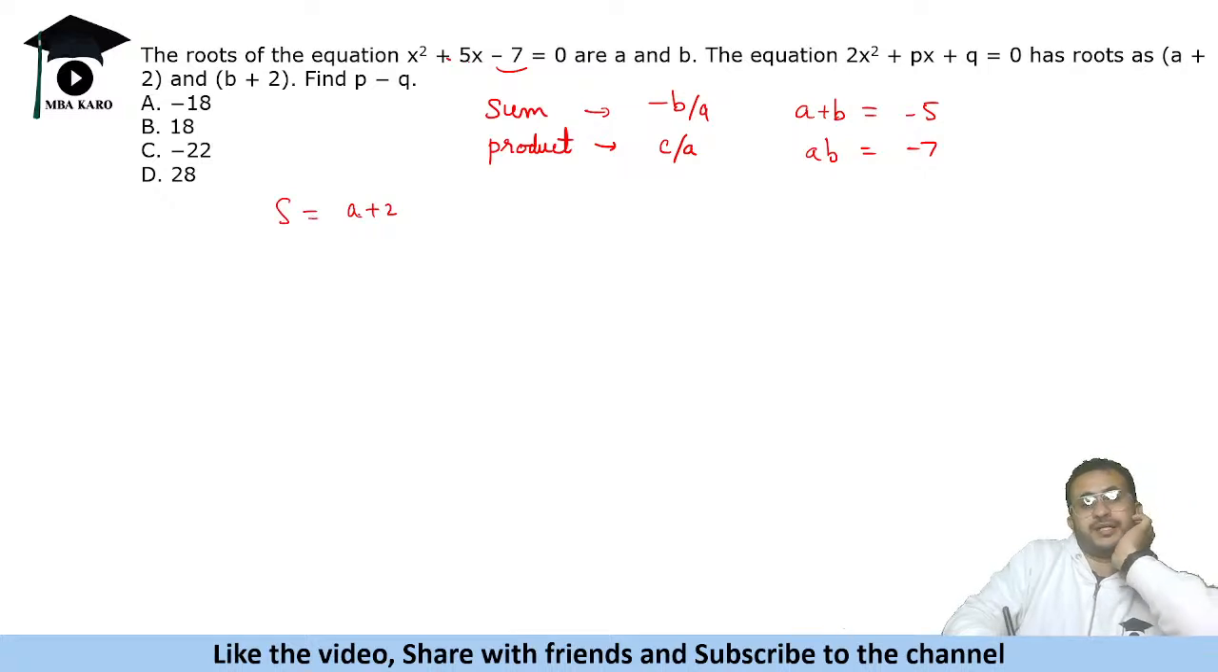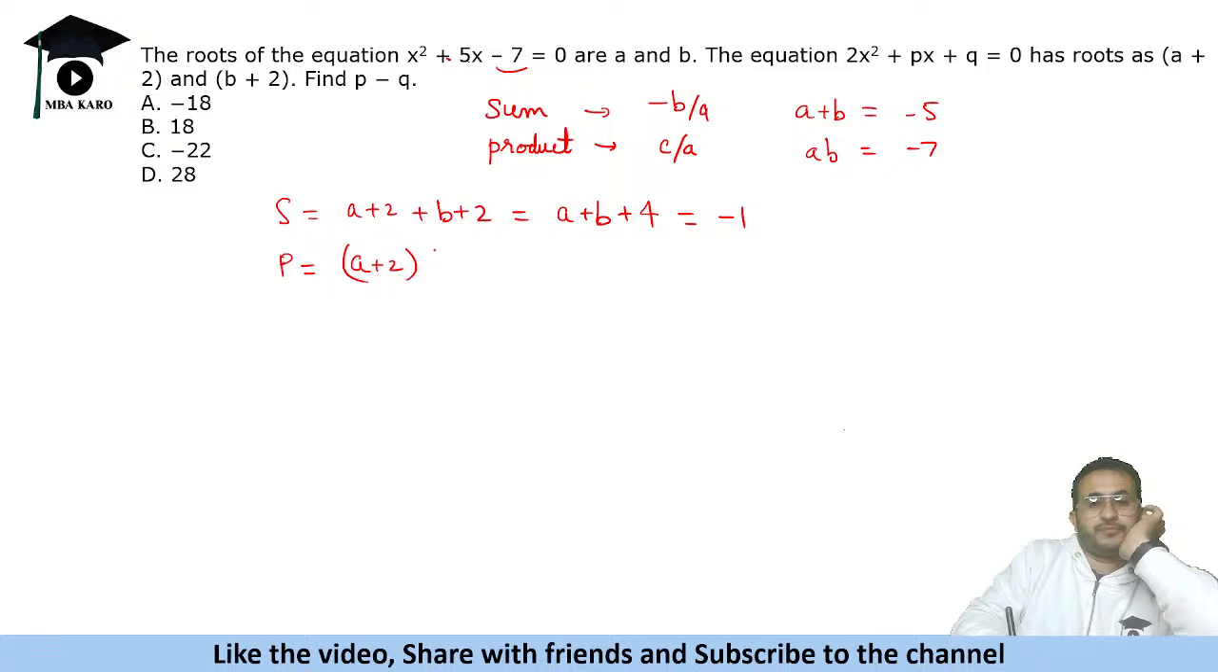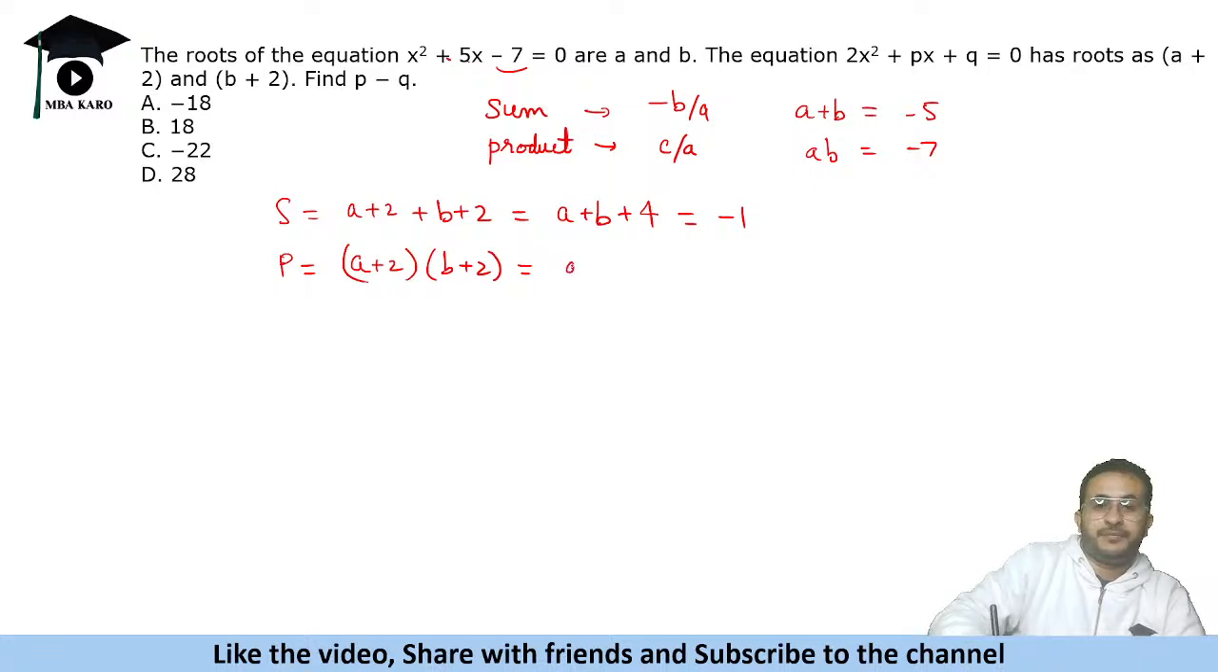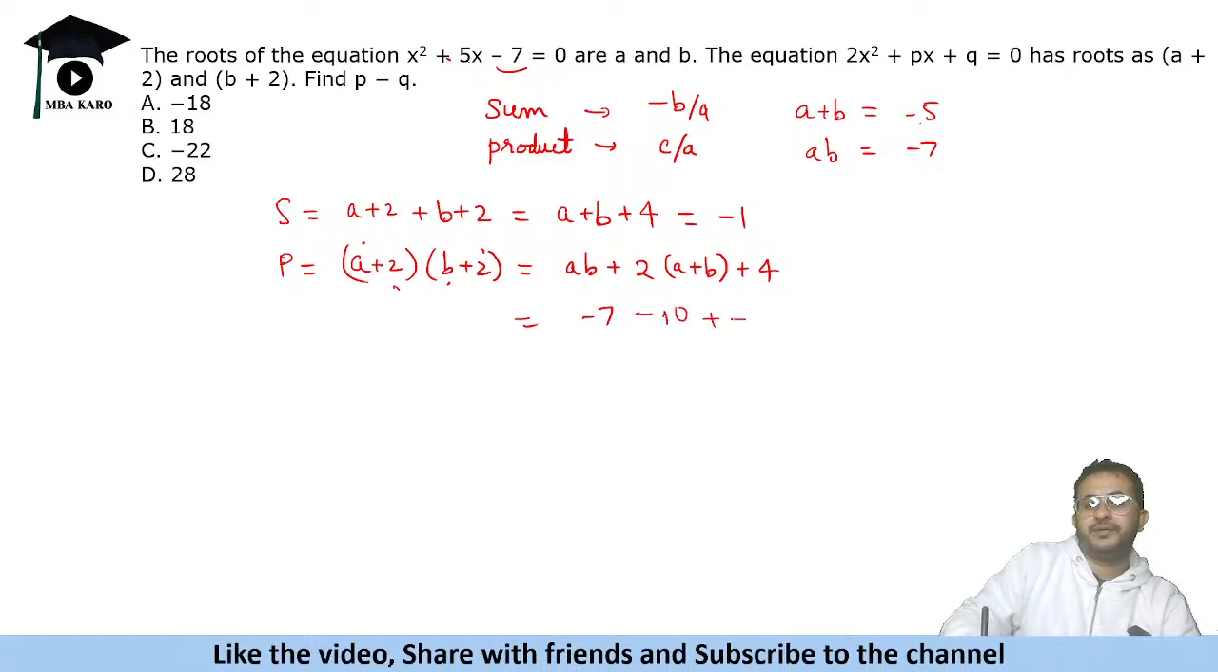Now in the second equation, sum is a plus 2 plus b plus 2, which is a plus b plus 4. And that is minus 1. Okay. And second thing, that is the product of roots is given by a plus 2 into b plus 2. So this becomes ab plus 2a, 2a and 2b. So 2 times of a plus b plus 4. So ab is minus 7. a plus b is minus 5. So 2 times of this will be minus 10 and plus 4. So which is minus 13.